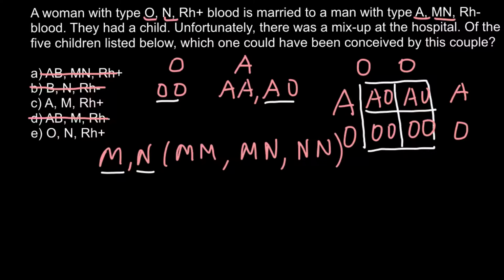And phenotypes would be as follows. Genotype MM would make phenotype M. Genotype MN would make phenotype MN.